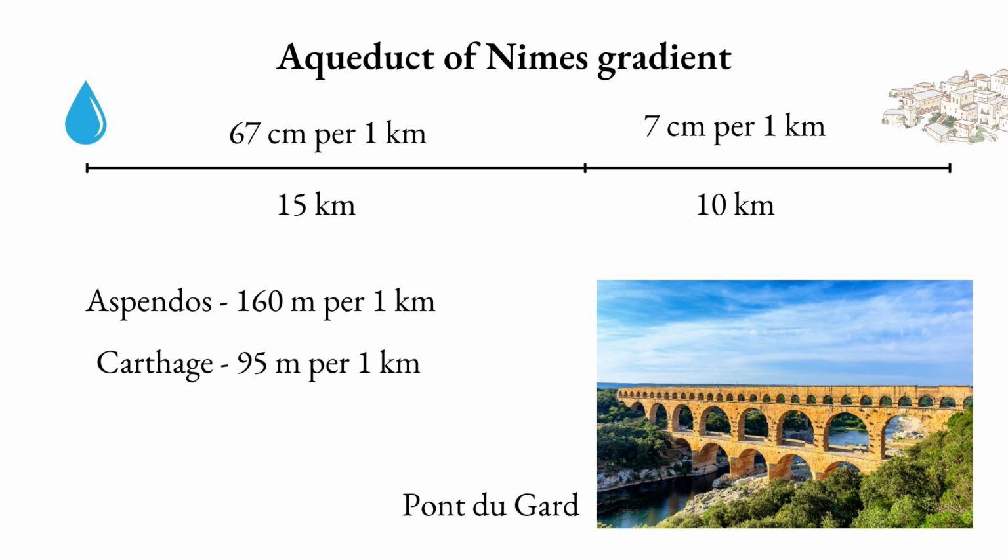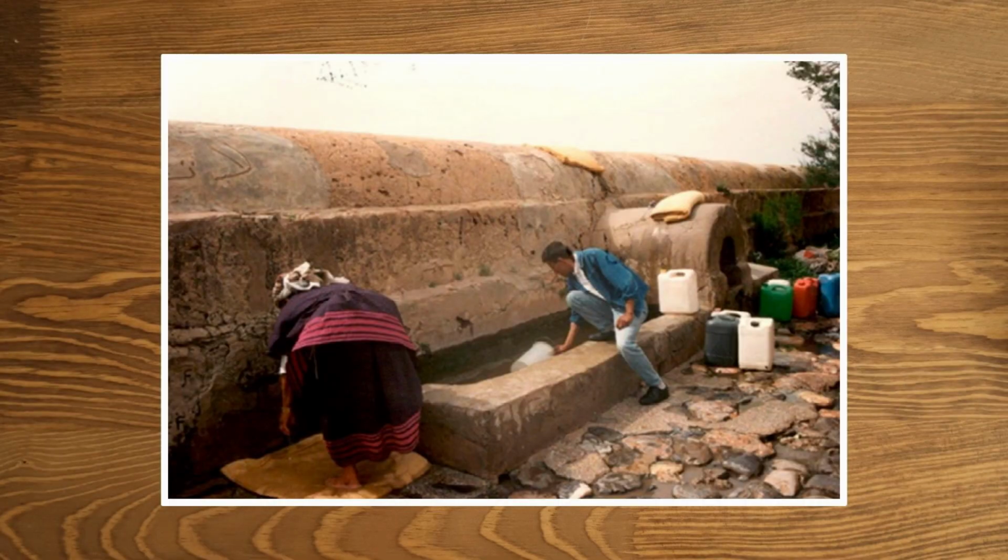The Aspendos aqueduct, near the springs in the mountains, has a slope of 160 meters per kilometer. The Carthage aqueduct has a slope of 95 meters per kilometer for the first 6 kilometers. Some parts of the Carthage aqueduct are still in use after modern reconstruction and the addition of new pipes. In 1995, its capacity was 150 liters per second. That is somewhere around 13,000 cubic meters a day.